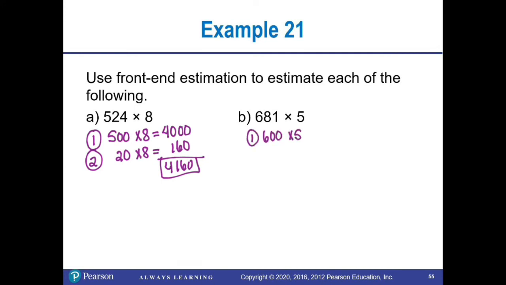In part B, I have 600 times 5. Well, 6 times 5 is 30, and add your extra zeros from the 600. Then I have 80 times 5, that's 400, and add these together is 3,400. Again, this is an estimate.